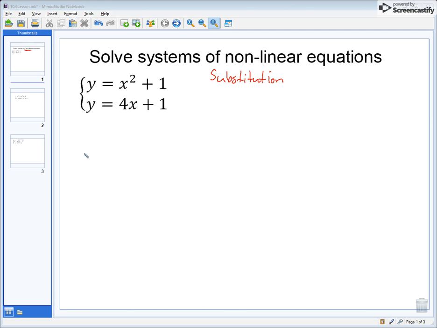So since we have y equals x squared plus 1 and y equals 4x plus 1, they're both equal to y. Which means I can take this x squared plus 1 and put it in for y in the other equation. When I do that, I have x squared plus 1 is equal to 4x plus 1. Now at this point I want to solve for x, so I want to get everything over to the left side. I'm going to do that by subtracting a 4x and subtracting a 1.